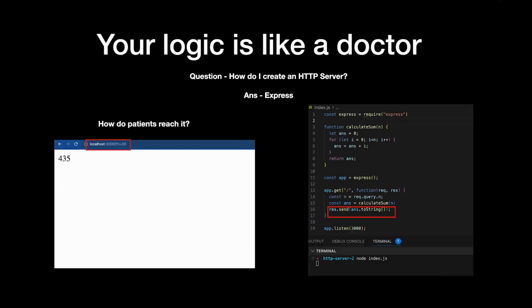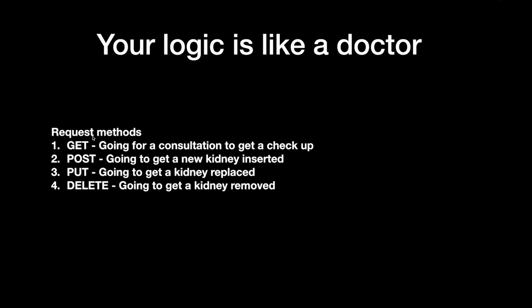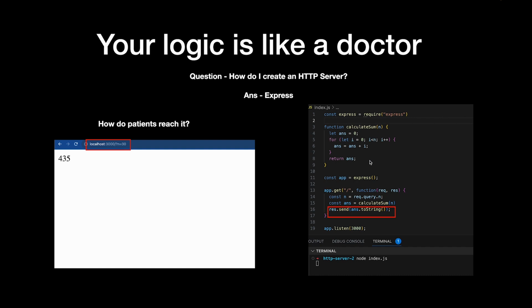Maybe one more thing to share here is how do patients reach this code? This is how you write the code. How can patients reach it? How can people send a request to this HTTP server? And the answer is, to begin with, just go to the browser, type localhost:the port, the specific room where this doctor is listening, and then pass the inputs like this: n equal to 30. If n is the input that is expected here, this is how you pass it.